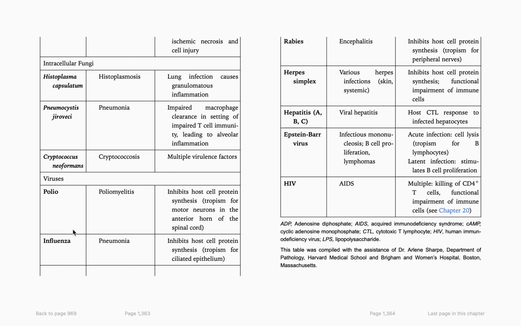Epstein-Barr virus causes infectious mononucleosis and B cell proliferation, lymphomas. Acute infection causes cell lysis, with tropism for B lymphocytes, and latent infection stimulates B cell proliferation. HIV, which causes AIDS, involves multiple killing of CD4 T cells and functional impairment of immune cells. We'll discuss more on that in chapter 20.